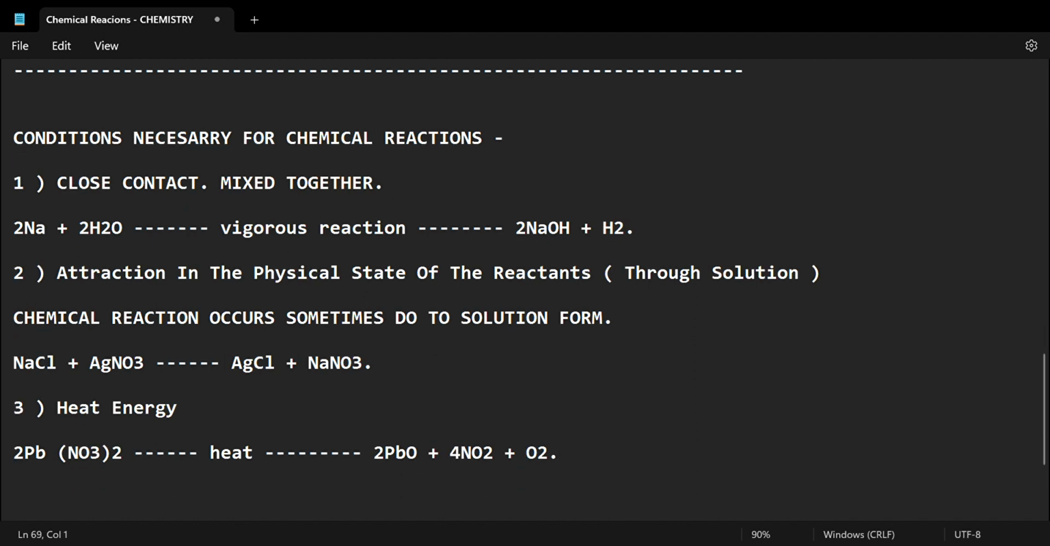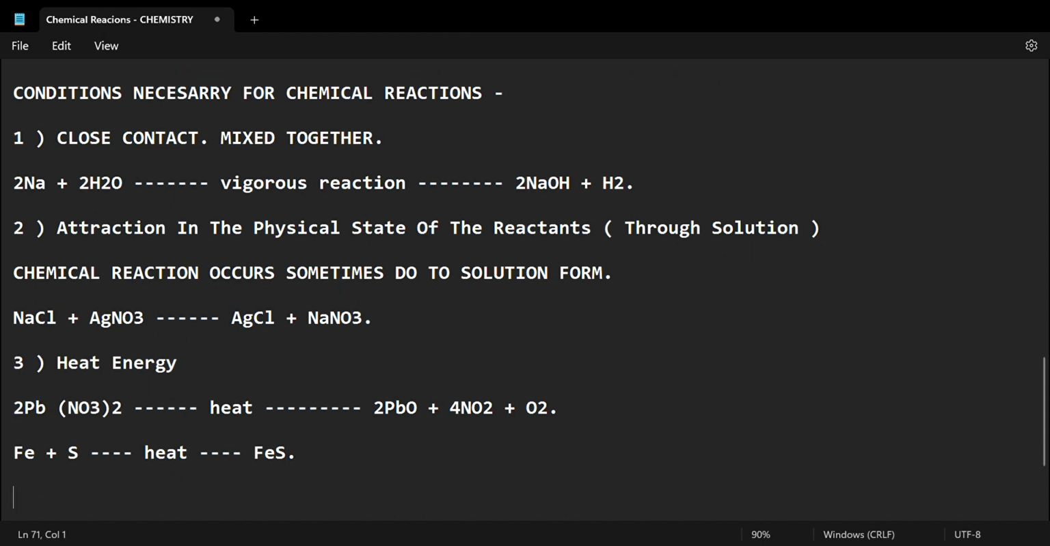There are two in this. The second one is when iron powder and sulfur powder are mixed, they do not react. But when they are heated, they react to form a new substance, iron sulfide. So Fe plus S on heat becomes FeS, which is iron sulfide.